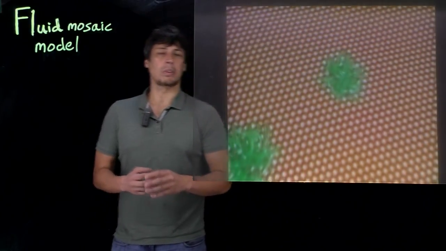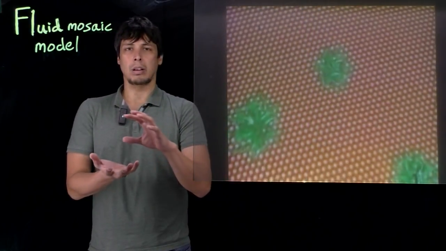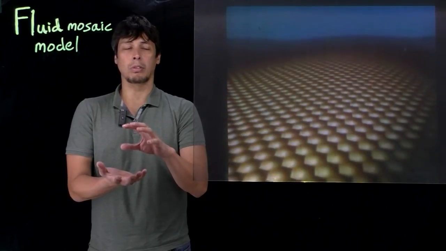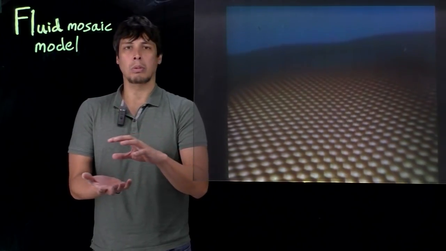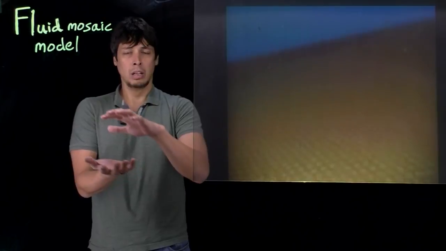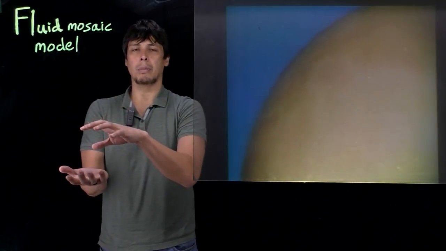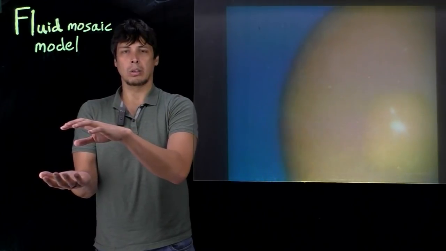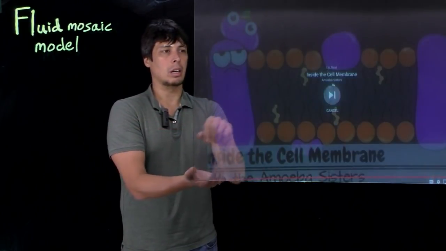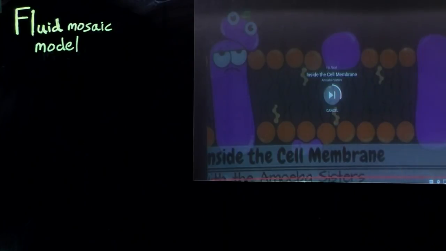But the idea is that there are different things that incorporate, and for the point of the fluid mosaic model, what's important is that, again, proteins and other components of the membrane can move laterally through the membrane fairly easily.